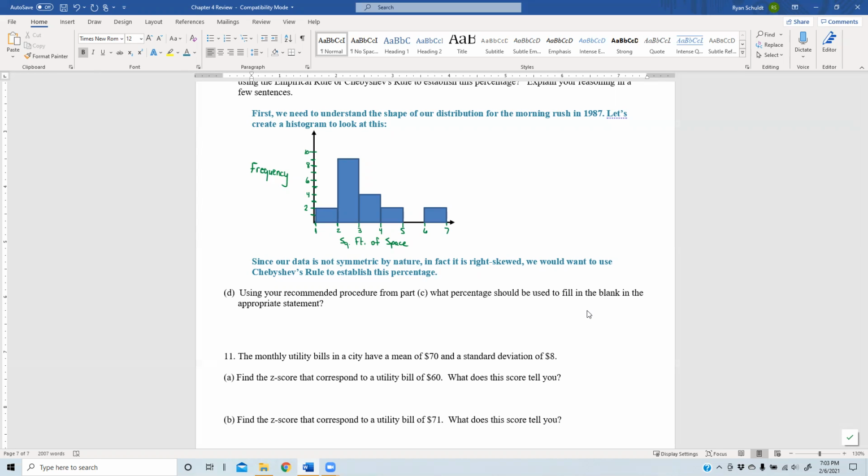So for Chebyshev's, that's the one that says you have to do 100 times 1 minus 1 over k squared percent. Now the k in our case is 3. So this is going to be 100 times 1 minus 1 over 3 squared percent, which is approximately 89%.